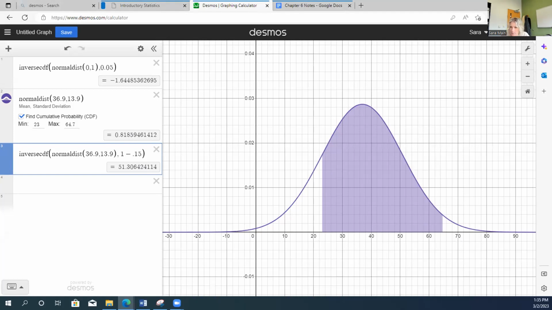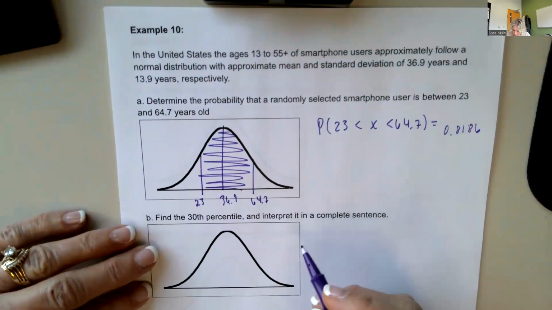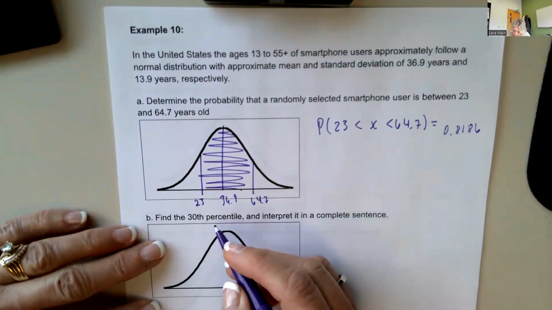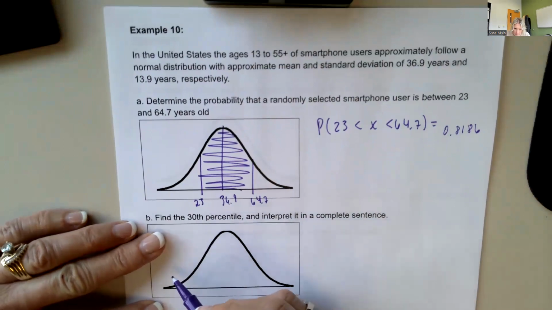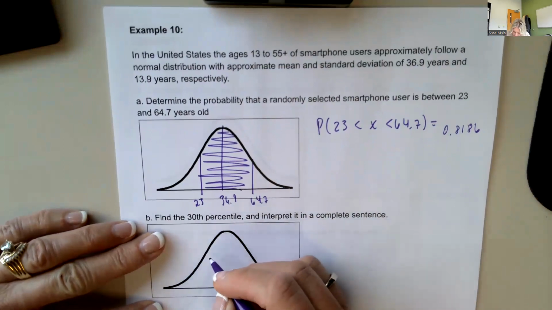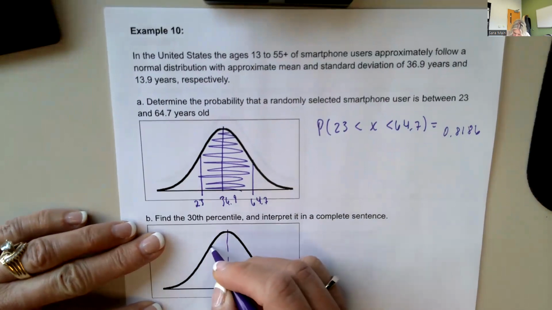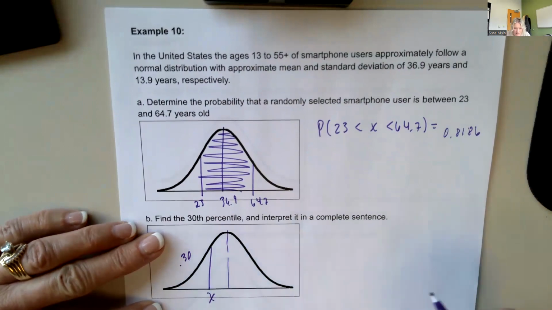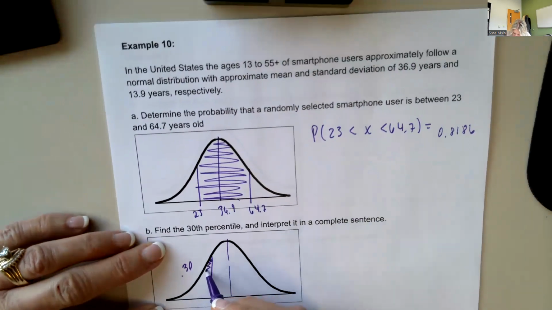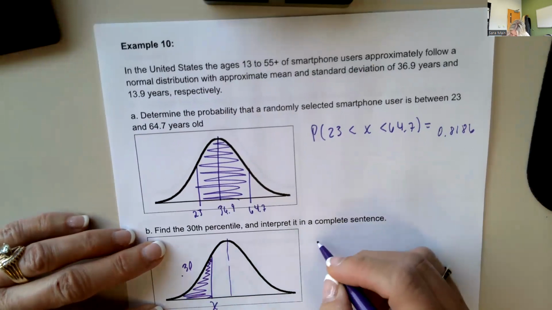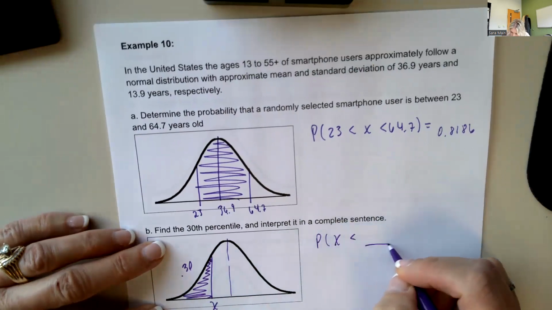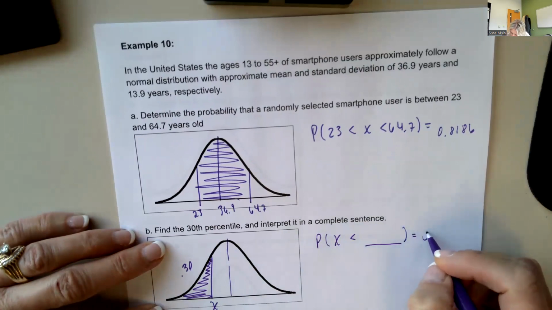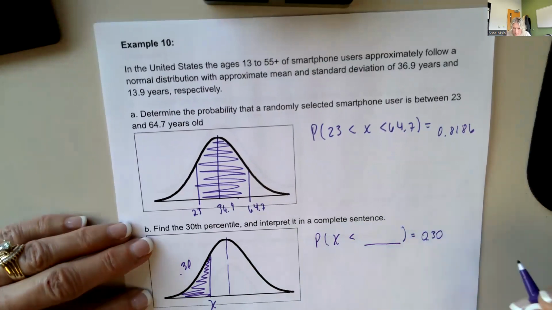B says find the 30th percentile. So to find the 30th percentile, we are looking for the outcome that 30% is below. So that's definitely less than half. So 30% maybe is over here somewhere. So 0.30. And we're looking for the X that matches that. So that's a left-hand shaded area, so a probability of X less than, and we've got to figure out what X value where the area is 0.30.